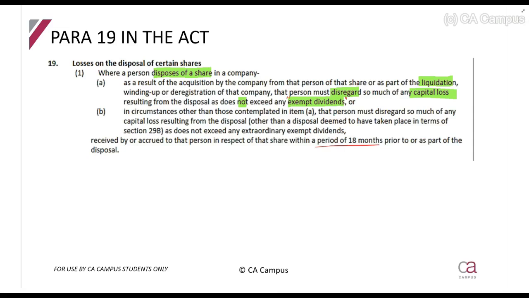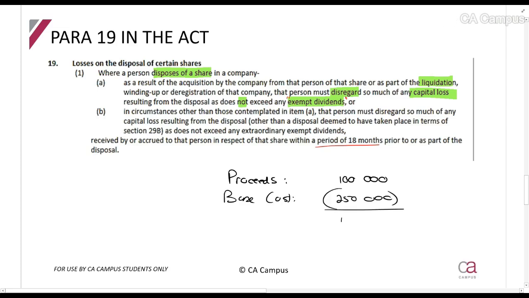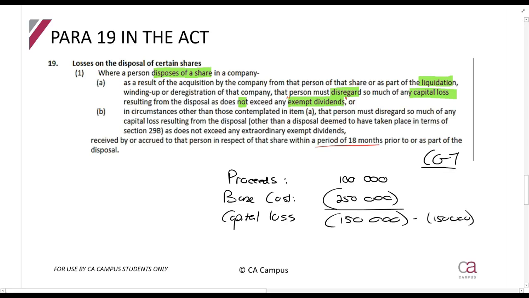Okay, so what they say here is, you're now going to do the calculation. Proceeds, let's say it's 100,000 rands. Base cost, let's make it 250,000 rands. So you've had a capital loss of 150,000 rands. Here's my CGT column. Usually I want to move it in here and I want to put it in there. Now we say, no, can't do that yet.